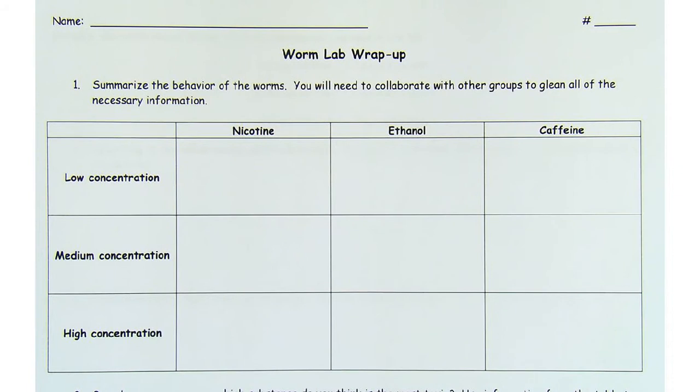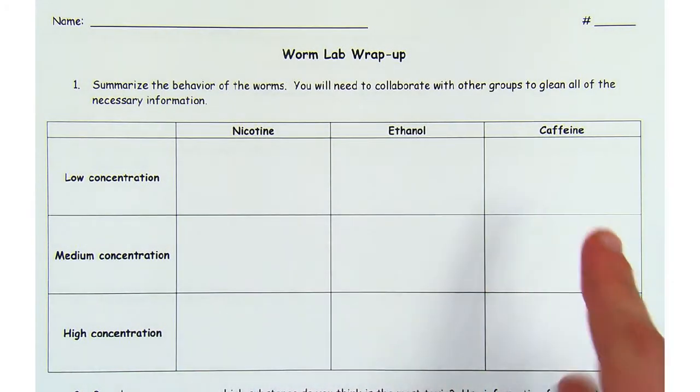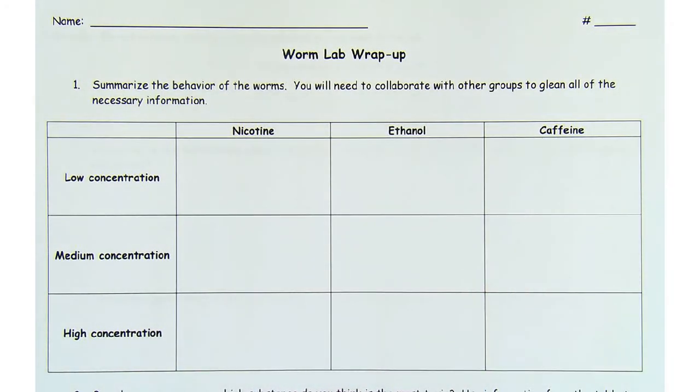Alright, so if you look at the first question, it says to summarize the behavior of the worms. You will need to collaborate with other groups to glean all of the necessary information. This means it is okay to talk with your peers. So you should have done one of these toxins, okay? One of these toxins you did in your lab, so you should fill out that information.